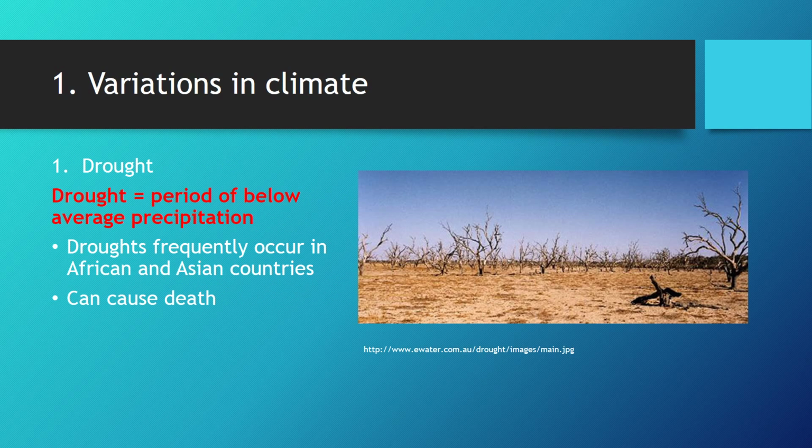We'll start with variations in climate. A reason we don't have fresh water is because of drought, and drought happens when there is below average precipitation, so obviously rain, snow, sleet, hail. You have droughts occurring quite frequently in African and Asian countries, and droughts can cause death because droughts mean that you can't grow food, you can't breed animals, and then people have to start going without food.